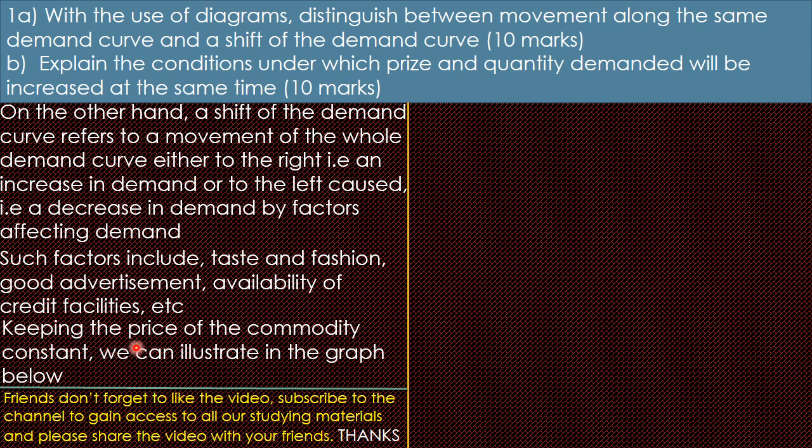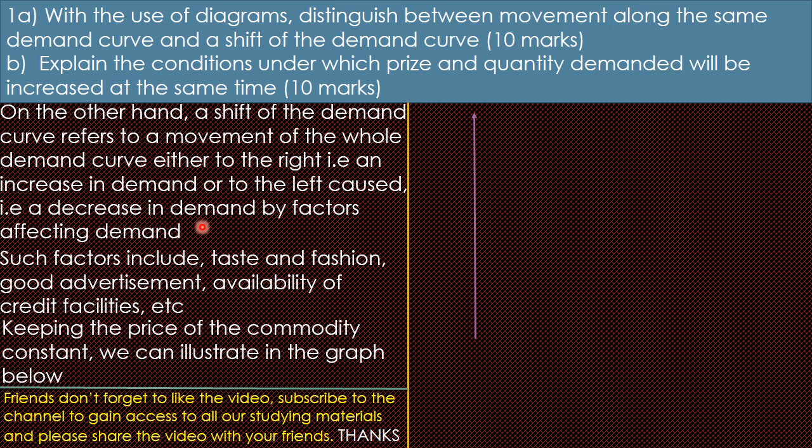We are going to keep the price of the commodity constant. We can illustrate in the graph below, guys. Just this point can give you 1 mark or 2 marks, because you've told them the shift of the demand curve, guys. You're going to keep the price of the commodity constant, because the factors affecting demand have nothing to do with the price. Okay, the factors affecting demand have nothing to do with the price, and we mentioned earlier that the cause of the movement of the whole demand curve is the factors affecting demand. The price is not included. So guys, let's see if we can sketch a curve.